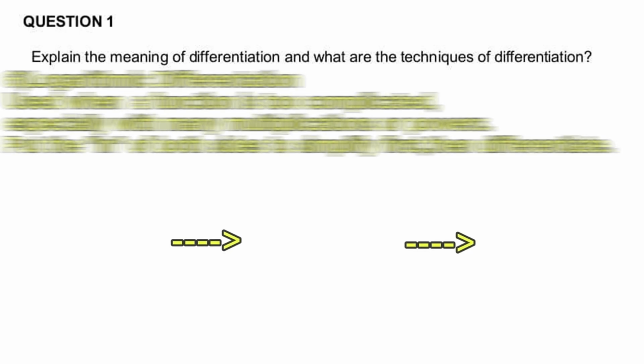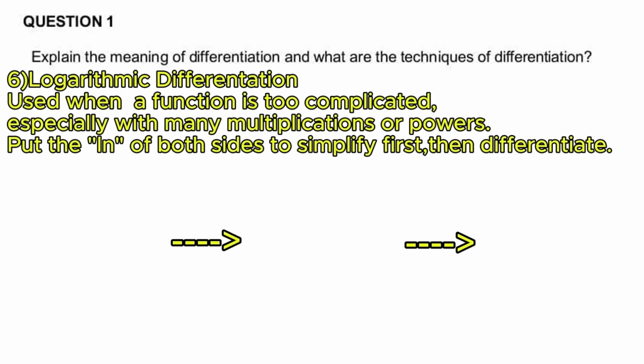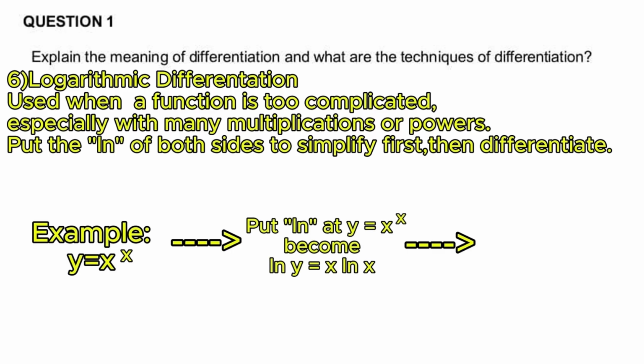And lastly, logarithmic differentiation. Used when a function is too complicated, especially with many multiplications or powers. Put the ln on both sides to simplify first, then differentiate. Example, y equal x to the power of x. Put ln on both sides, and it will become ln y equal x ln x. Then differentiate.